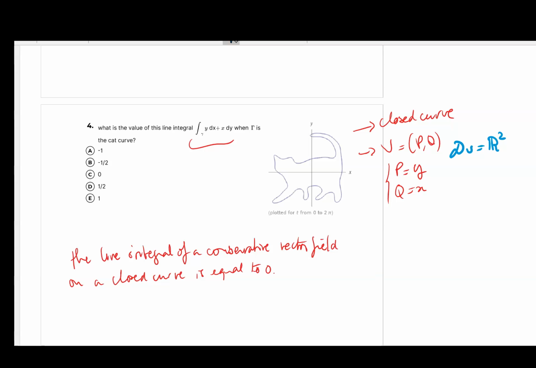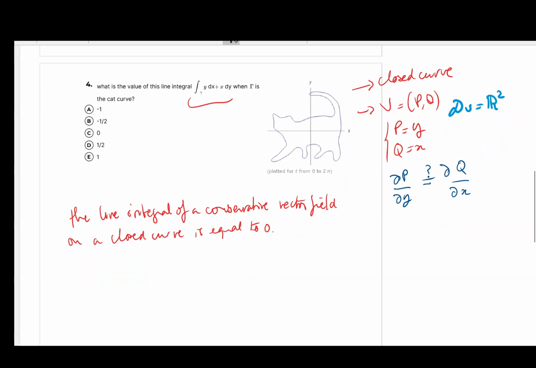So I won't have to wonder about the star domain property. But then, do we have a conservative vector field? Now we can use the property that we saw this morning. Let's compute dP over dy and dQ over dx. If we have an equality, then as we are in a star domain, we can call this vector field conservative. dP over dy is just going to be 1, dQ over dx here is also 1, so we have an equality, so we can conclude that V is conservative on this star domain. So I can directly say that the integral on the closed curve of this vector field is going to be equal to 0.